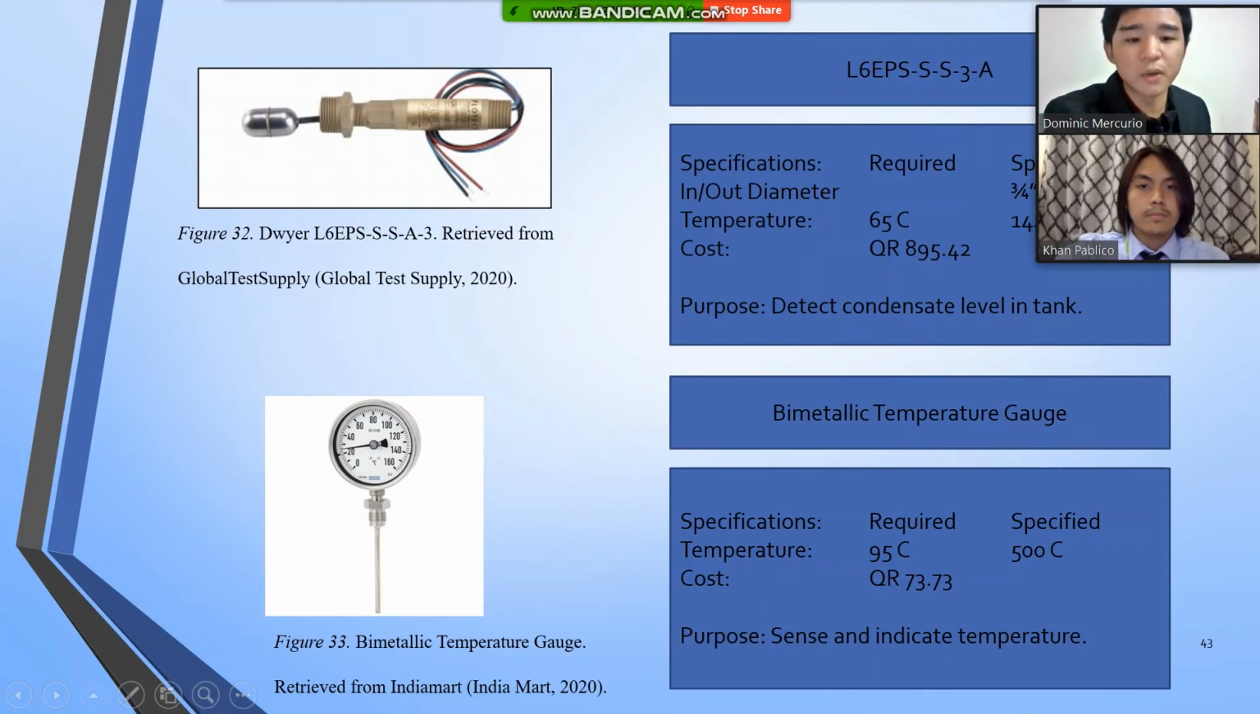The second is the bimetallic temperature gauge, which will sense and indicate the temperature of water or condensate before it enters the heater and after it exits the heater.